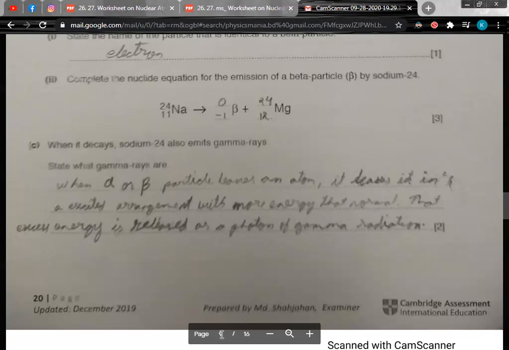Shall I read this one aloud? Yes. When an alpha or beta particle leaves an atom, it leaves it in an excited arrangement with more energy than normal. That excess energy is released as a photon of gamma radiation.